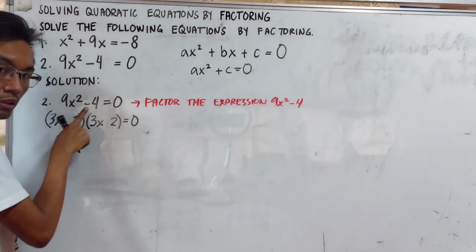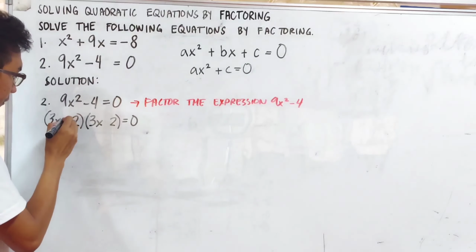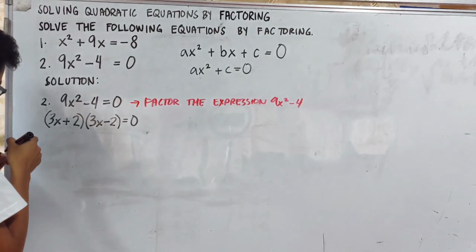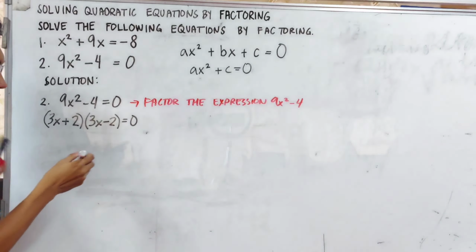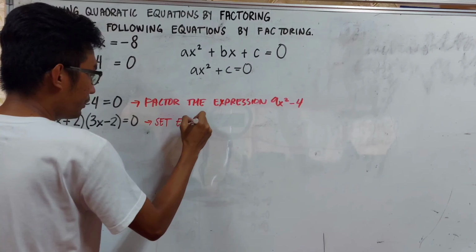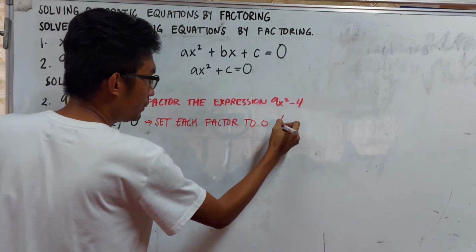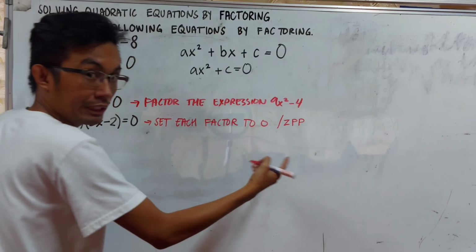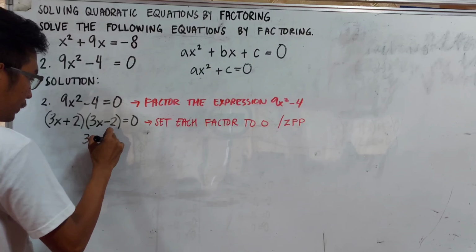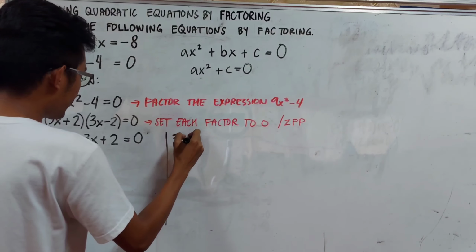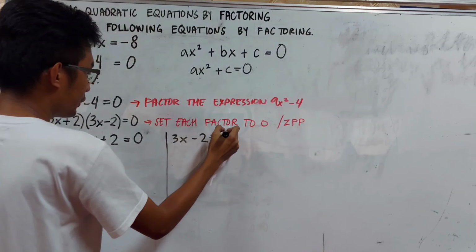Ngayon, negative to. We have negative 4. So, para maging negative, isang positive, isang negative. Then, after that, nakuha na natin yung factor. Set na natin to. Set each factor to 0 or yung zero product property. Set natin. We have now 3x plus 2 equals 0. Then the other one is 3x minus 2 equals 0.